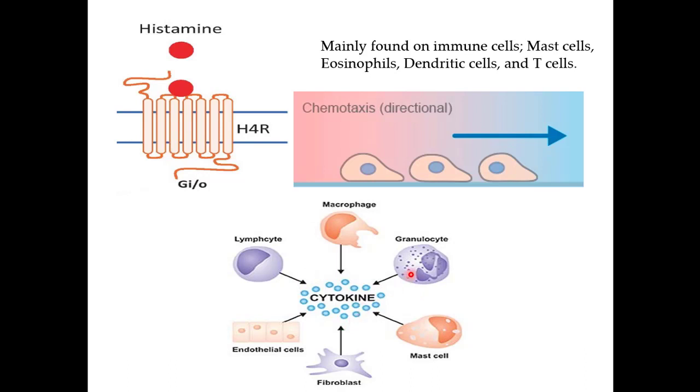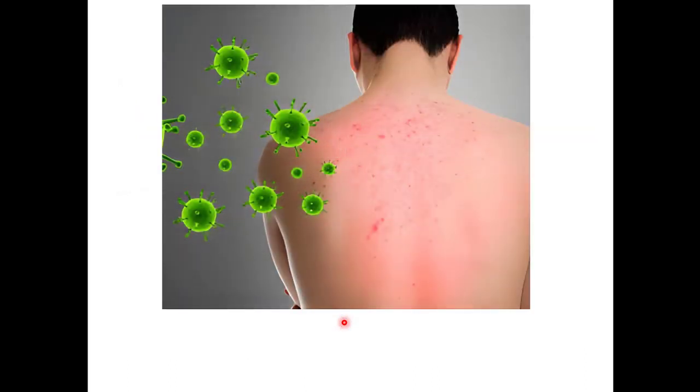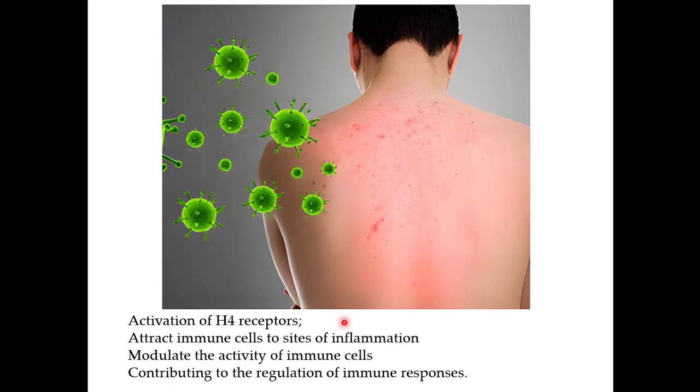If this is a granulocyte, for example, we consider this as a basophil. The binding of histamine to the H4 receptors is going to lead to the production of cytokines, for example. Thirdly, these histamine 4 receptors are also very important in allergic reactions. You can see this particular image, which is showing you the allergic reactions. So the activation of the H4 receptor is going to attract the immune cells to the site of the infection. It is going to modulate the activity of the immune cells, thereby contributing to the regulation of the immune responses.